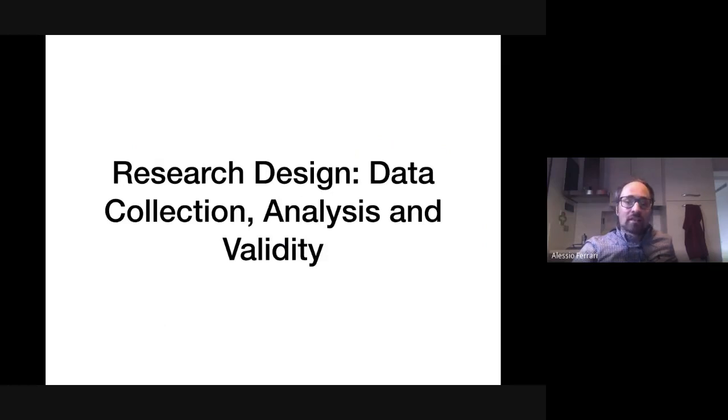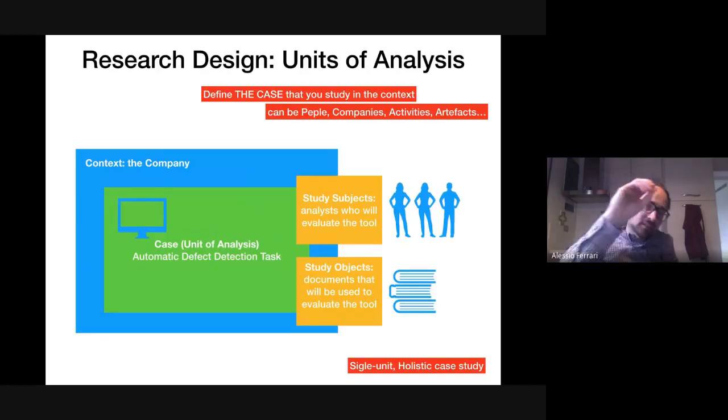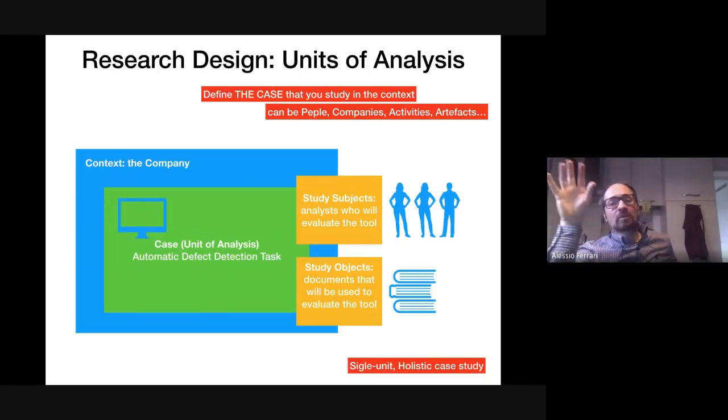Research design. So let's see how we design the different steps: data collection, analysis, and validity procedures. First element, as you remember, is the concept of unit of analysis. We discussed this already when we spoke about surveys. This unit of analysis in case studies, you have to consider as the case that you are studying. Okay, the case is, for example, people, companies, activities, artifacts. So it is the subject of your study, the focus of your study.